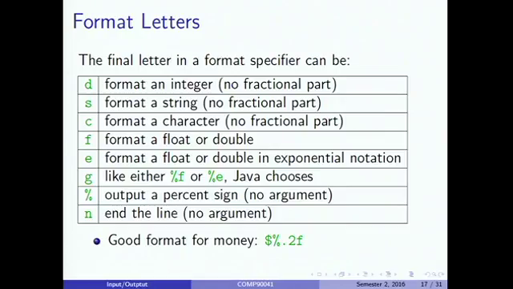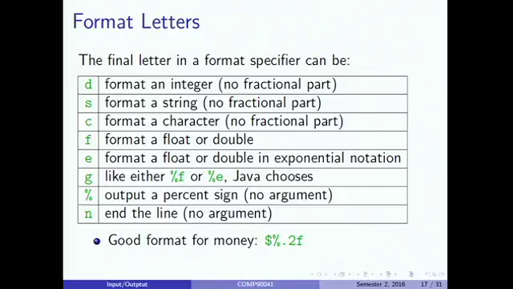Okay, and so now, the final letter. What can the final letter be? Well, the final letter can be D, and that means decimal. So it's just going to print out an integer. And in that case, you don't want the fractional part, so no decimal point and no second number. So you can just have %D, or you can have %10D, or whatever you want.